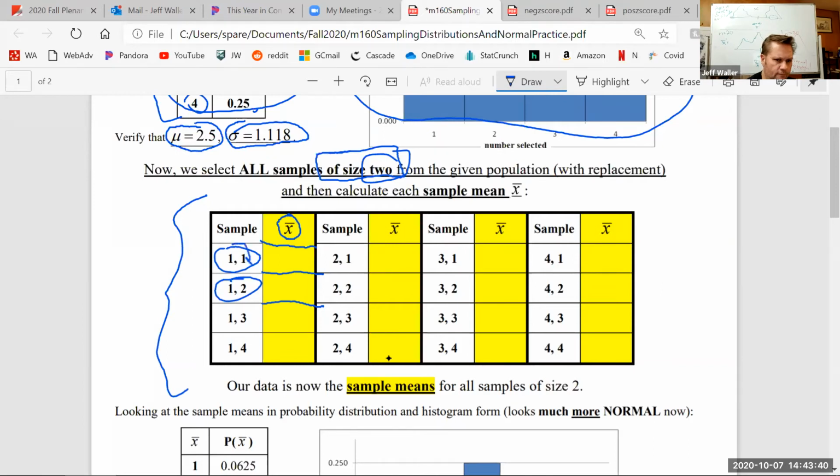I have a quick question. Yes, yes. What does it mean by, like, size 2, like all samples of size 2?